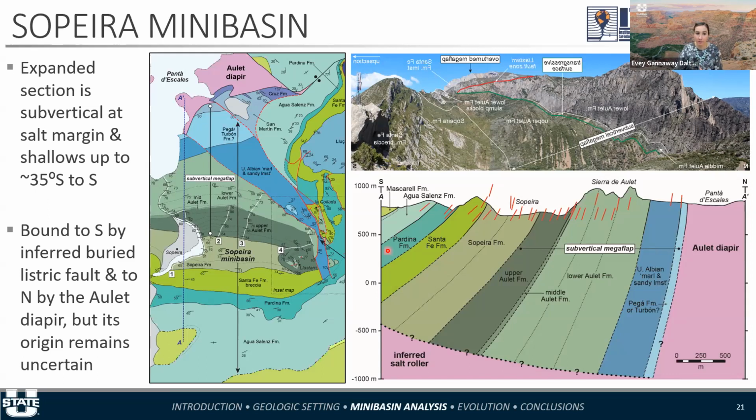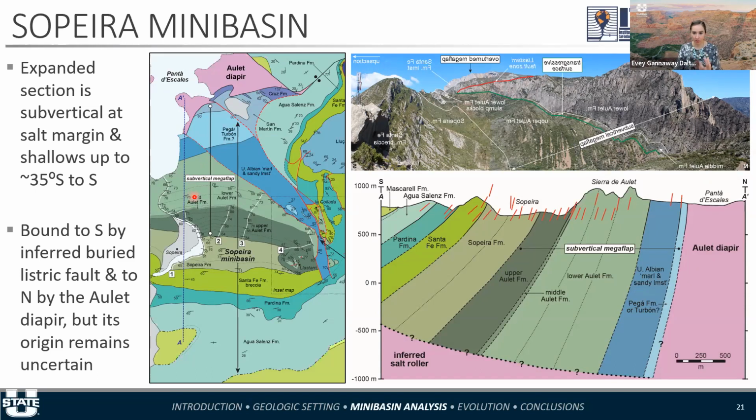You heard me mention some facies and thickness changes laterally across the mini basin, but importantly, what you didn't hear me mention ever was diapir-derived detritus. And so for this reason, we infer that there is a buried listric fault here with an associated salt roller to the south of the Sopera mini basin. It's important to note, though, that if you look at the Aulet formation in green here, we are still some distance from that salt margin.